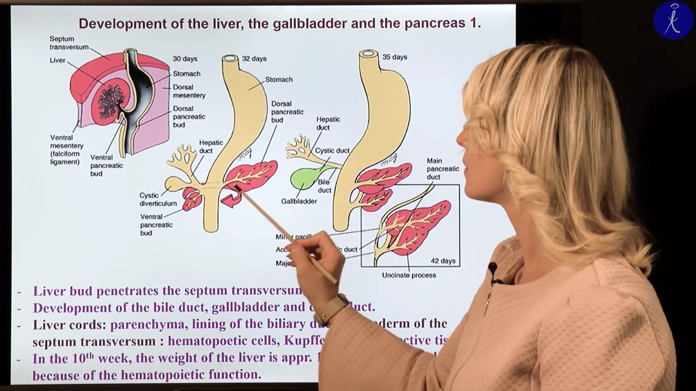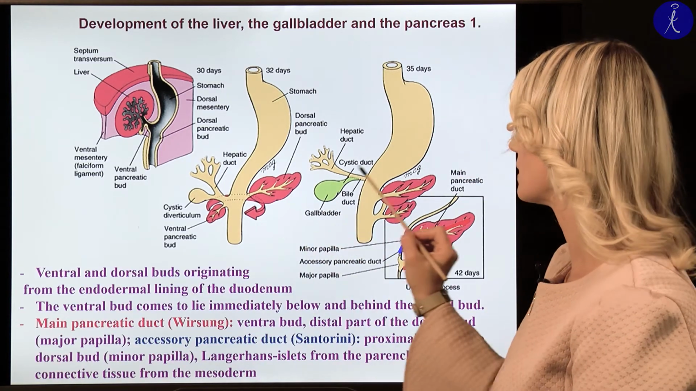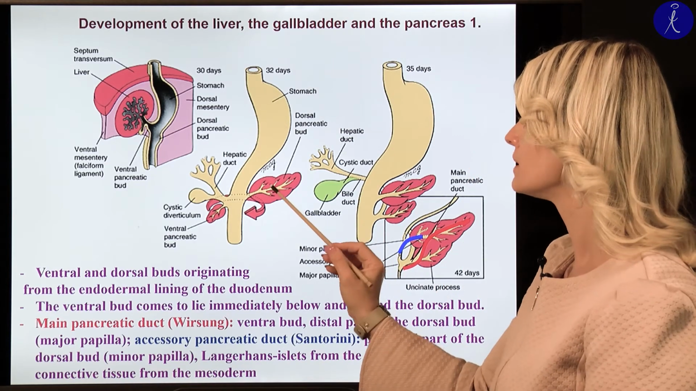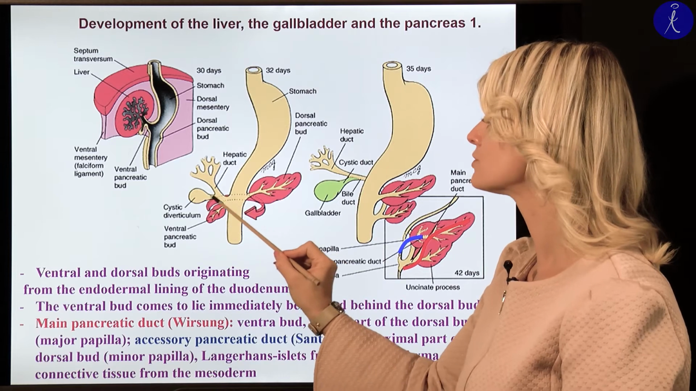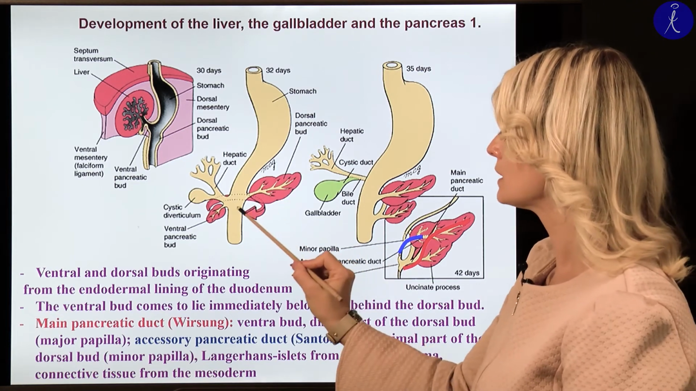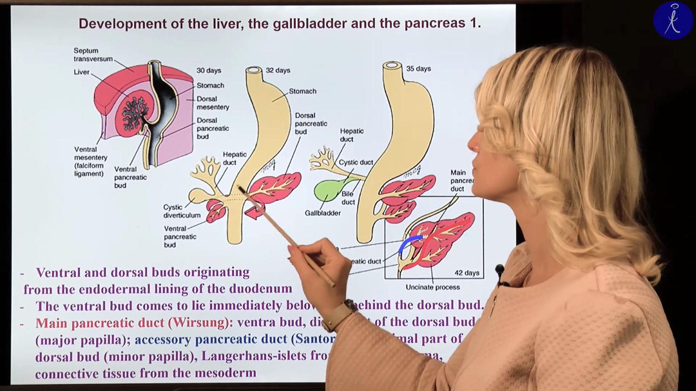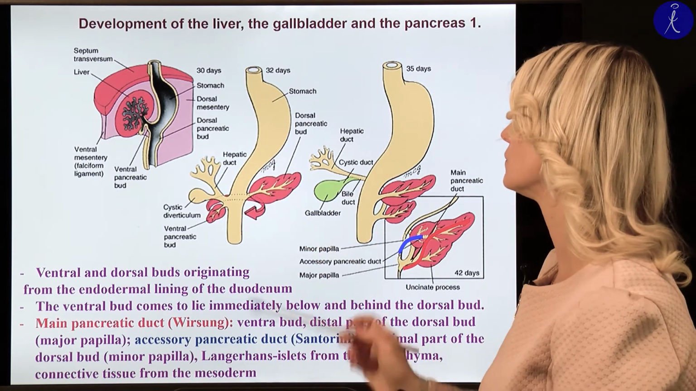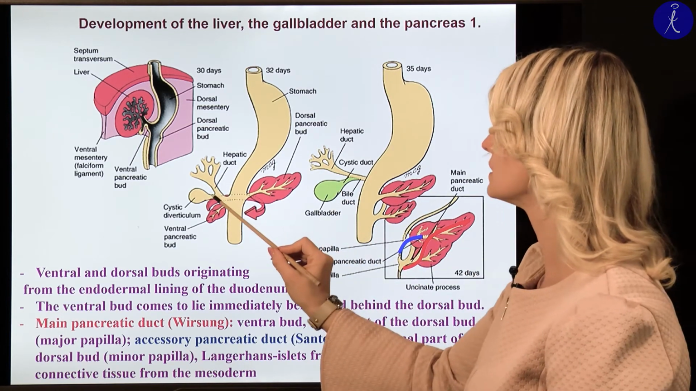In parallel with these processes, the pancreas develops too. I am showing you the same picture. Here you can see the main details about the development of the pancreas. It starts from a ventral and a dorsal pancreatic bud. During the rotation, as I told you earlier, the ventral bud moves posteriorly and will lie under and below the dorsal pancreatic bud. Finally, because of this rotation, they will be there.